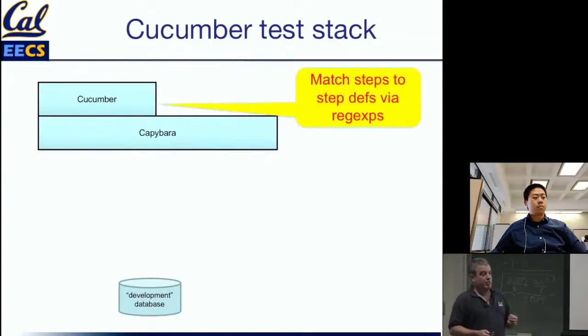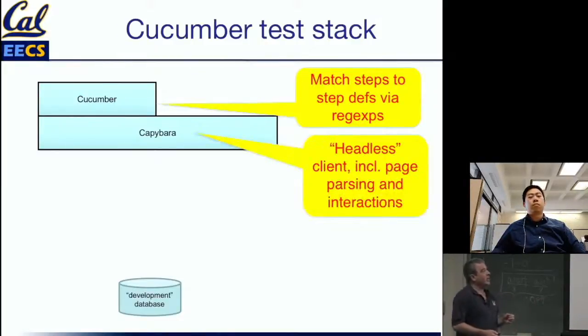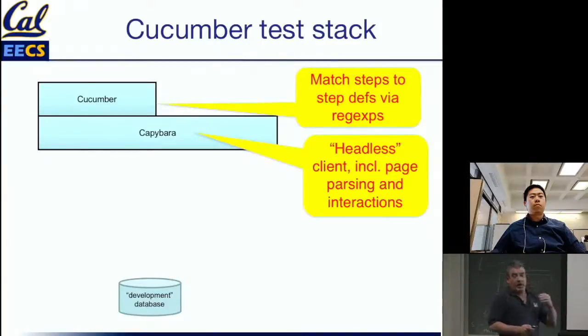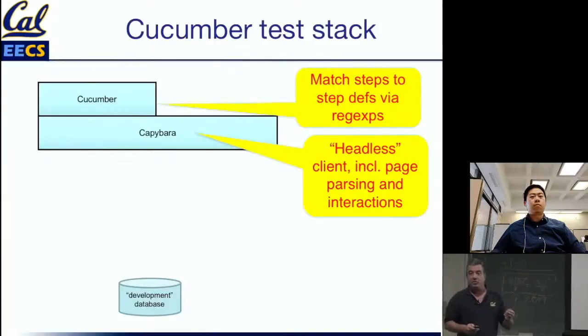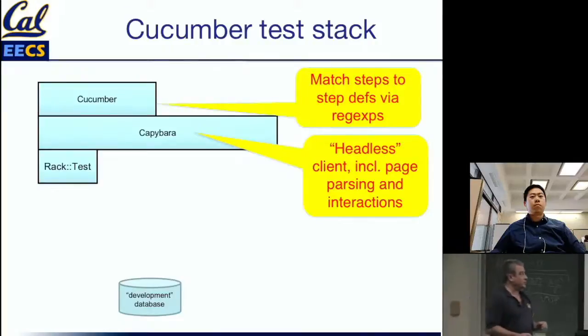So Cucumber's job is to match steps and step definitions. We saw how regular expressions are used to put those together. Capybara is what we call a headless client or a headless browser. It can parse HTML pages. It can initiate interactions with those pages. So in every respect, from the application's point of view, it looks like a real client.